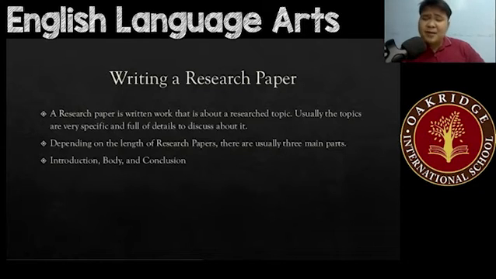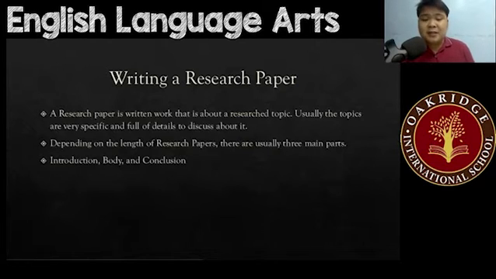Now, writing a research paper. First and foremost, what is a research paper? A research paper is a written work that is about a researched topic. So the topic must be something that is researched. Usually the topics are very specific and full of details to discuss. There must be a lot of details, okay? And you have to be very specific when you're talking about it.